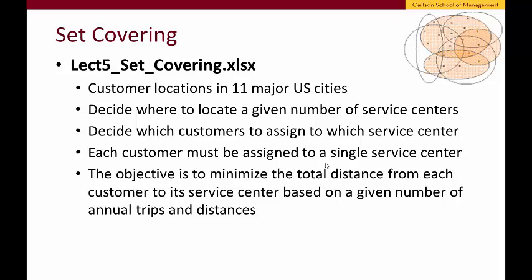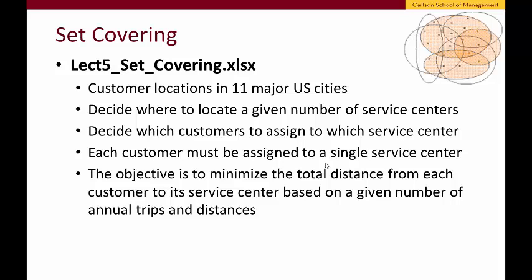You will see that the total distance is calculated based on the number of trips, multiplied by the sum product of the appropriate row in the distance matrix with the appropriate row in the customer assignment matrix, and then divided by 1000 to get the number in thousands of miles.